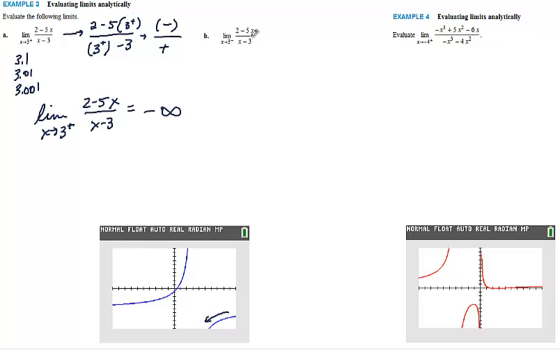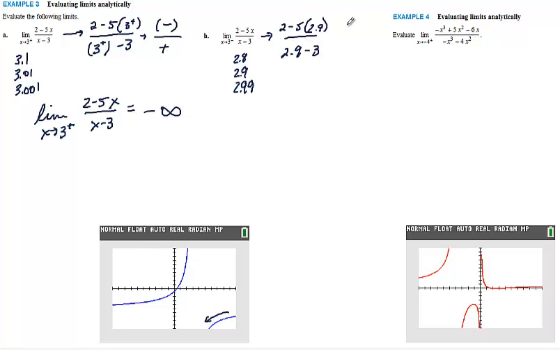Let's look at this one. This one is I'm approaching 3 from the left, so that's some 2.8, 2.9, 2.99, something of that sort. Once again, I'm just concerning myself with signs, so I'll have 2 minus 5 times some number less than 3, we'll call it 2.9 or so, over 2.9 minus 3.